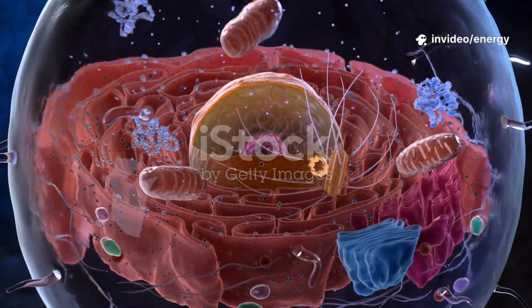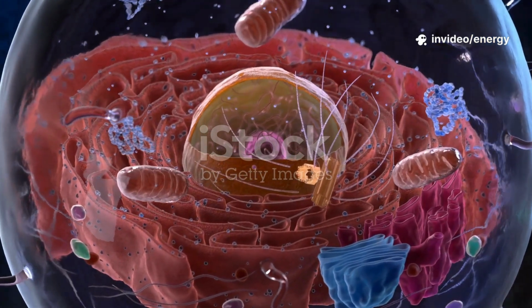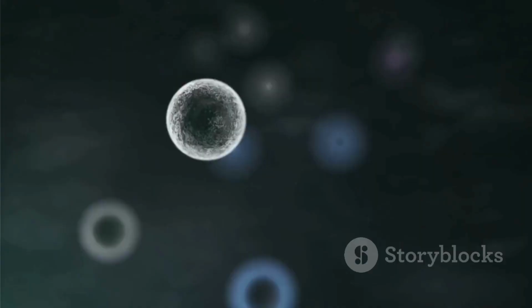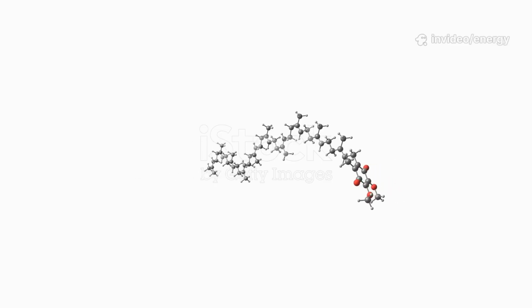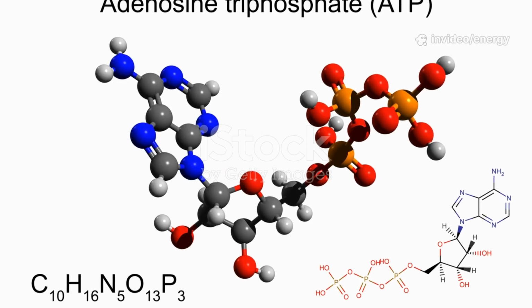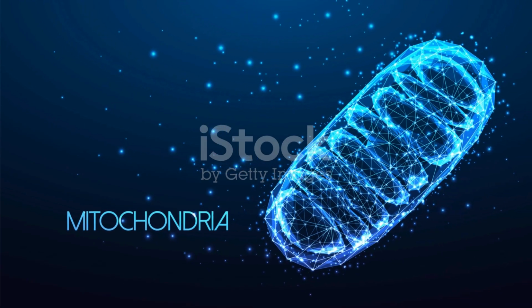The electron transport chain, ETC, is a critical component of cellular respiration, primarily occurring in the inner mitochondrial membrane of eukaryotes. Its main function is to generate a proton gradient, which is then used by ATP synthase to produce the vast majority of ATP, adenosine triphosphate, the cell's energy currency. This entire process is known as oxidative phosphorylation.